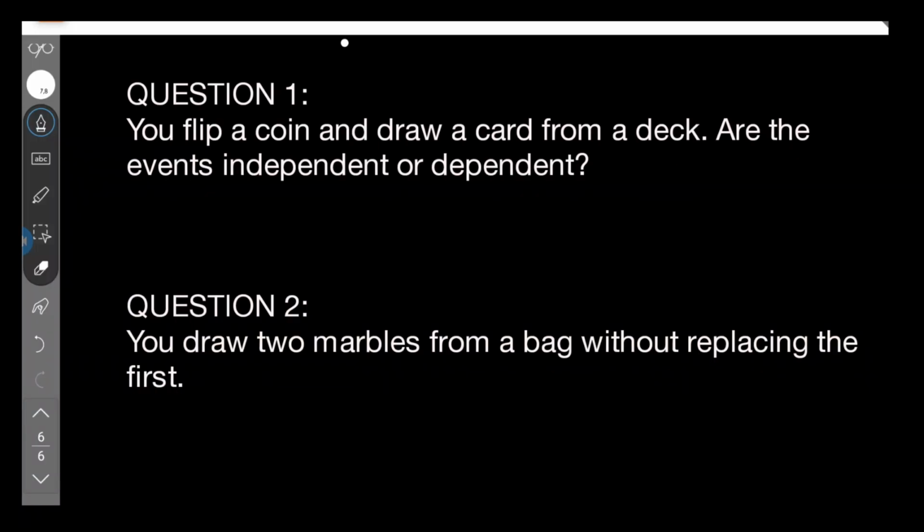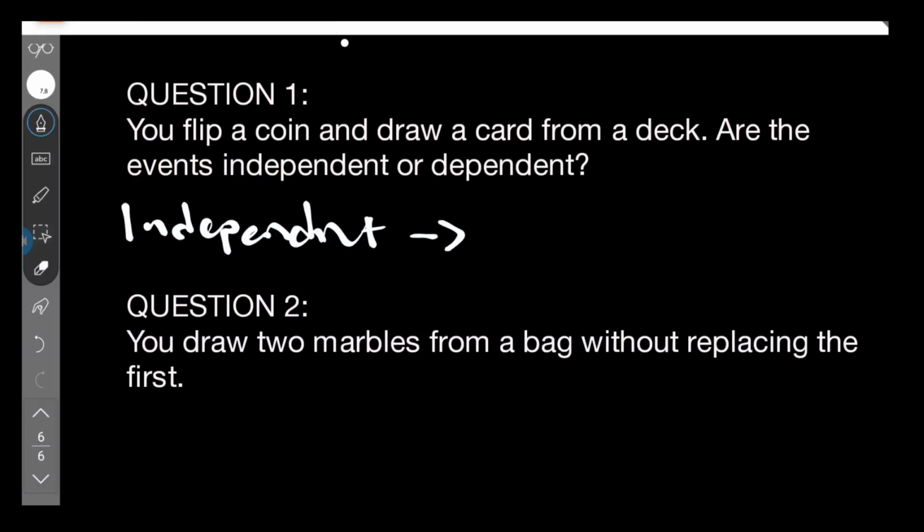Question one says, you flip a coin and draw a card from a deck. Are your events independent or dependent? These events are independent, obviously, because tossing a coin doesn't affect you drawing a card.